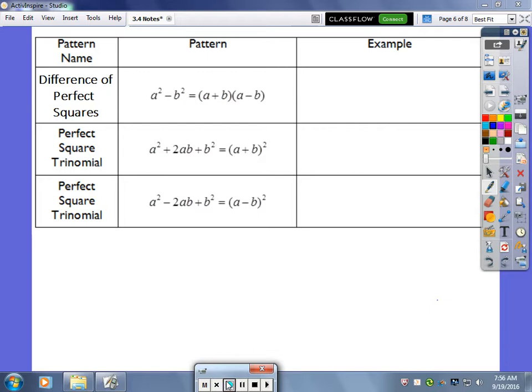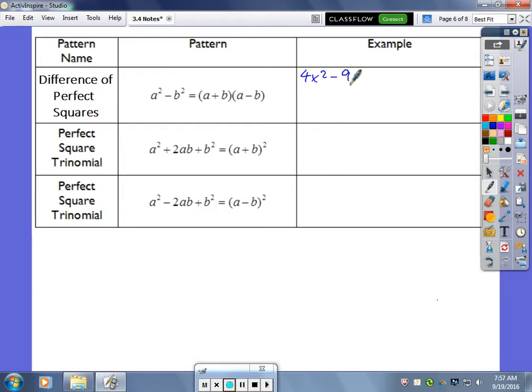The first and most important one of them is the difference of perfect squares. The way it goes as a formula is a squared minus b squared, that's what you see, difference of perfect squares, is equal to, and when you see it in factored form, you get a plus b times a minus b. Let's look at an example here.